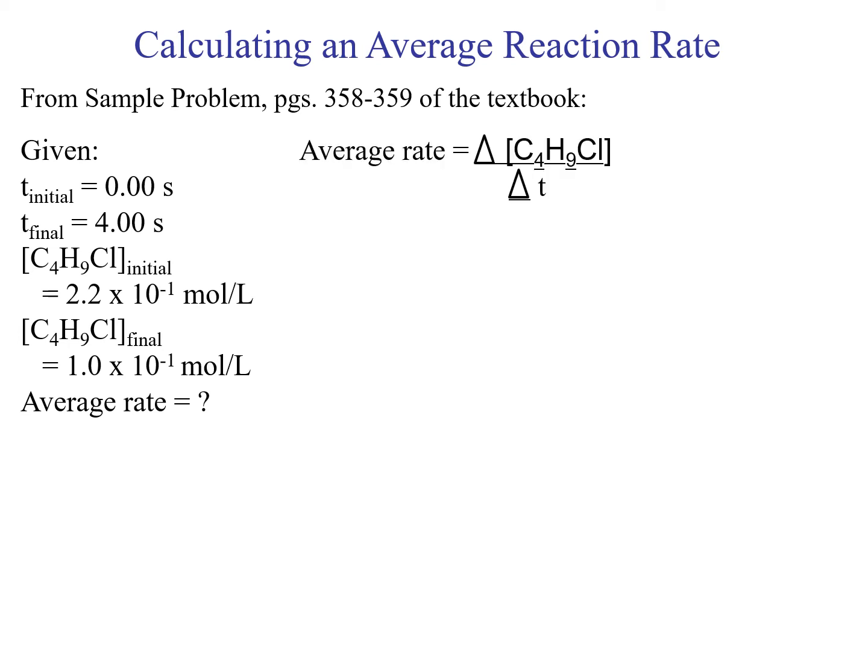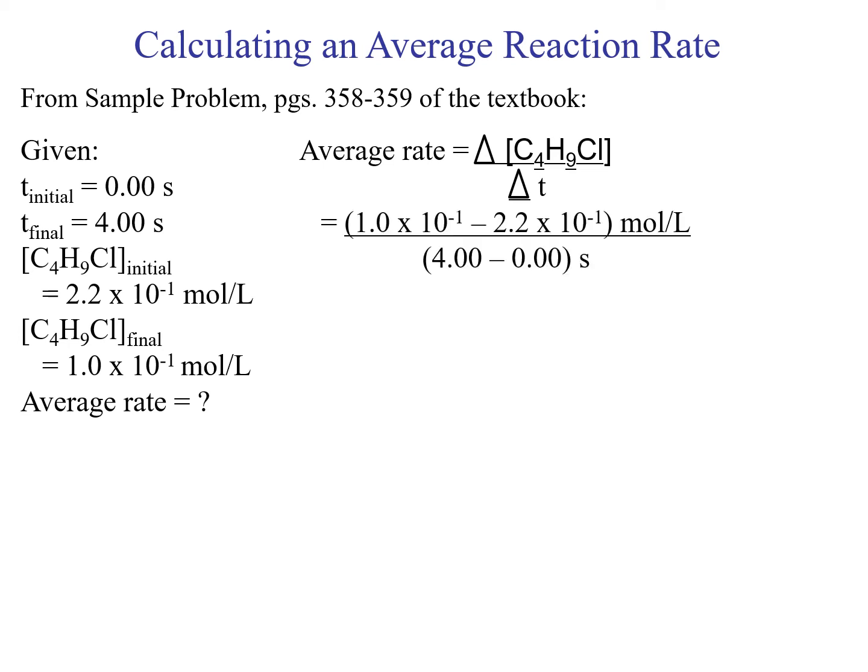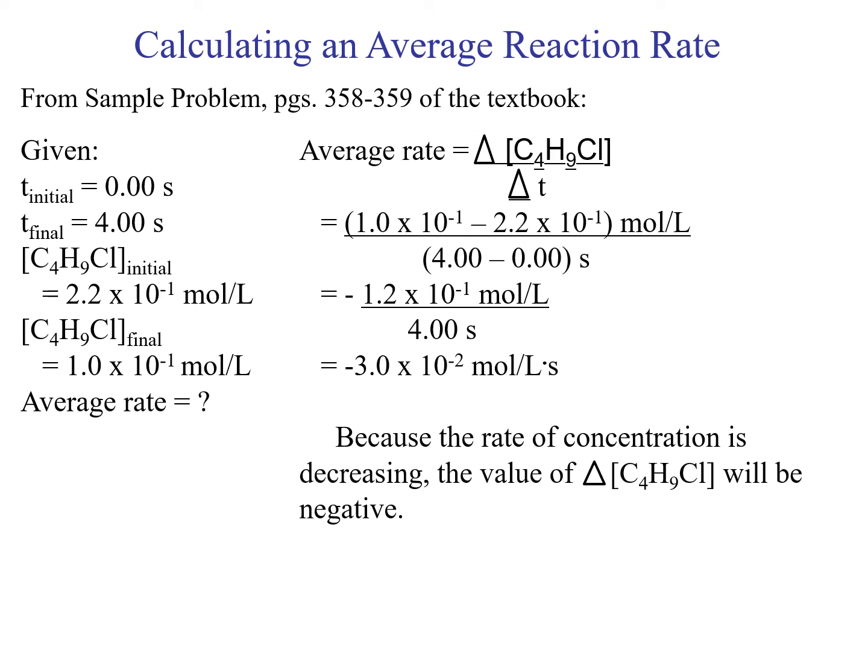We use the formula that you have already learned, which is the change in concentration divided by the change in time. We put our numbers in with units, and we solve. Notice that our final answer is negative 3.0 times 10 to the minus 2 moles per liter second. This is because the concentration is decreasing.